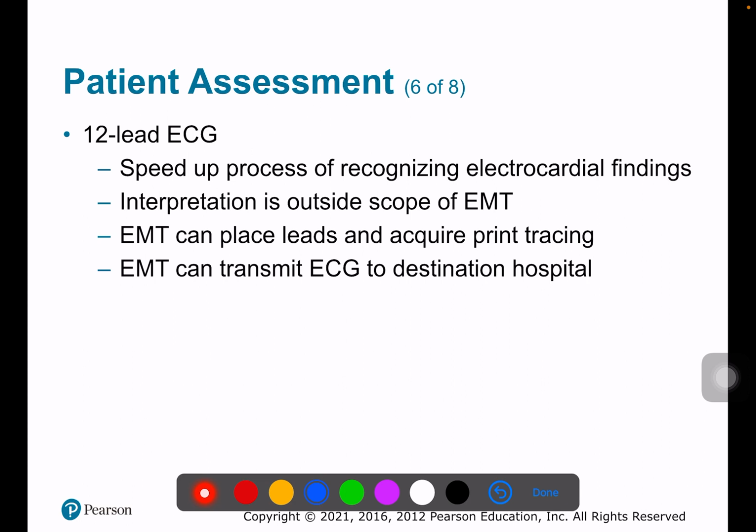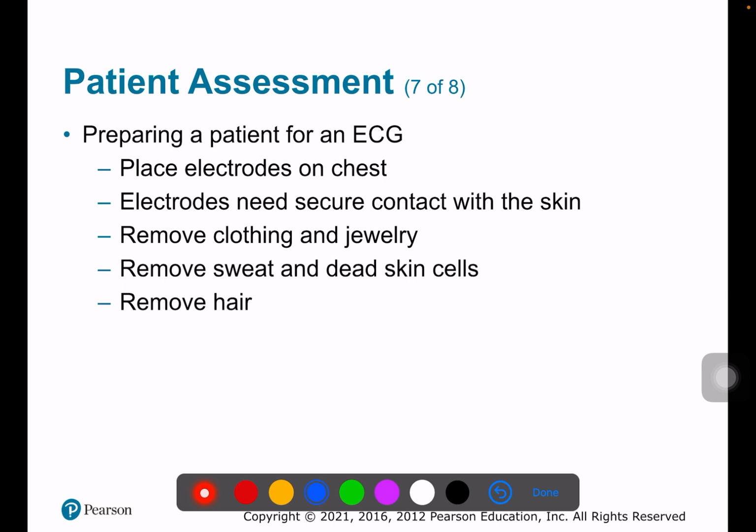EMTs can place the leads and acquire the print and tracing. EMTs can transmit the EKG to the destination hospital. Take a picture on your phone and you can text it to the doctor. But the other thing is we have Pulsara now, so you can upload it right to Pulsara and the doctor can see it instantly. So it's a good thing to do. Do not lean back just because you're an EMT. Lean forward and do the best care possible.